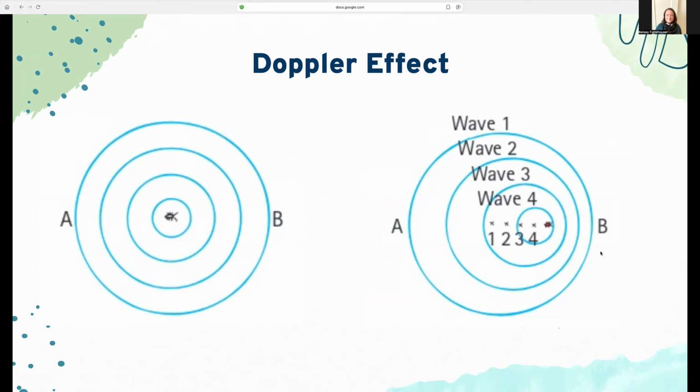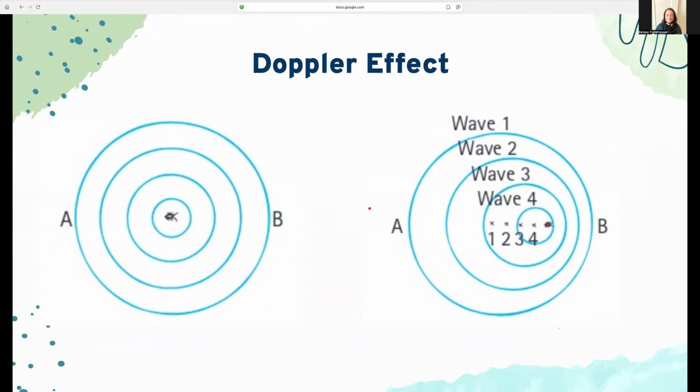And so if we had a different bug on the right side here, it would start to feel those wave crests in close succession. It would bounce up more frequently. Whereas if there was a bug on the left side, it would feel those wave crests less frequently. This is more frequency, the wave crests are closer together. And this is less frequency, they're farther apart. But yeah, this is the Doppler effect.